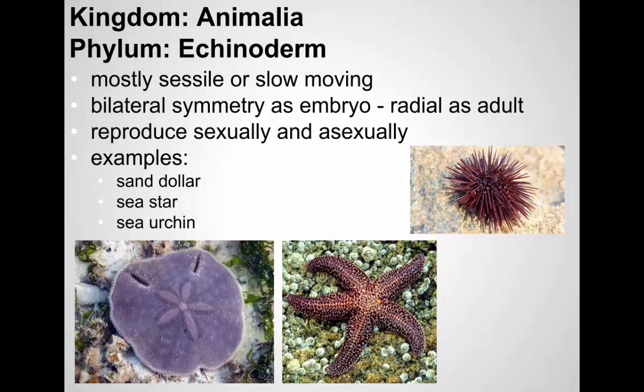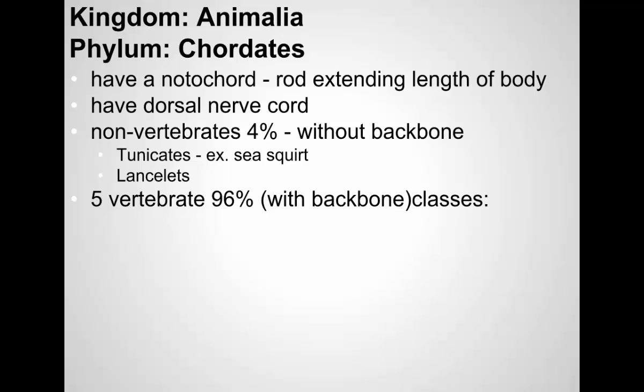They may reproduce sexually or asexually. Examples: the sand dollar, sea star, sea urchins. Sea urchins are disgusting. Yeah, these are things. Many of them are filter feeders. They're aquatic mostly, and they're pretty simple.